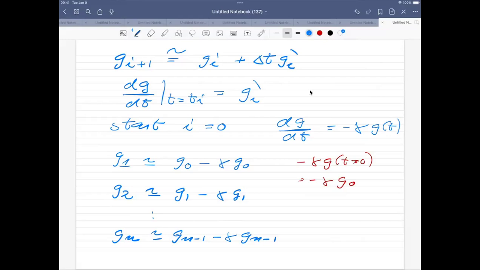And these equations here have an error which goes like delta t squared, because we made a truncation at the order of the first derivative. And then the terms which we're leaving out run like delta t squared or higher, delta t cubed, which involve higher derivatives.